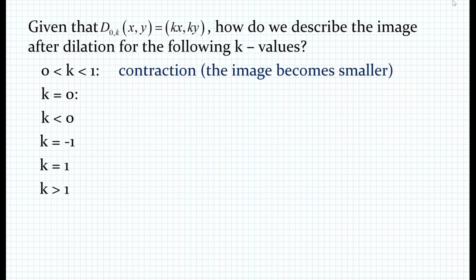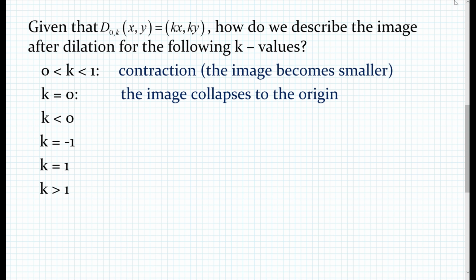Now, what happens if the K value is 0? Again, if you multiply any number by 0, you end up with (0, 0) as your new coordinate point. So basically, the entire image will collapse into the origin, into one single point. So that's why we can say that the image collapses to the origin.